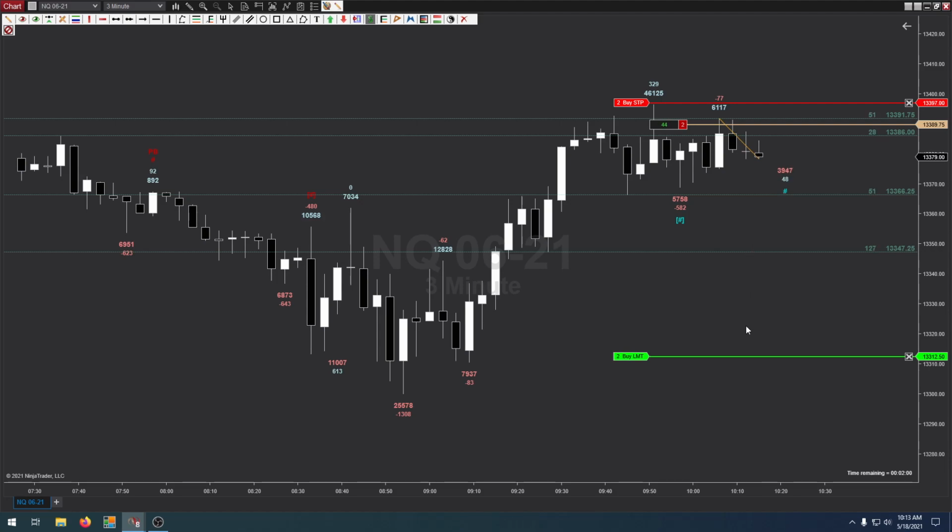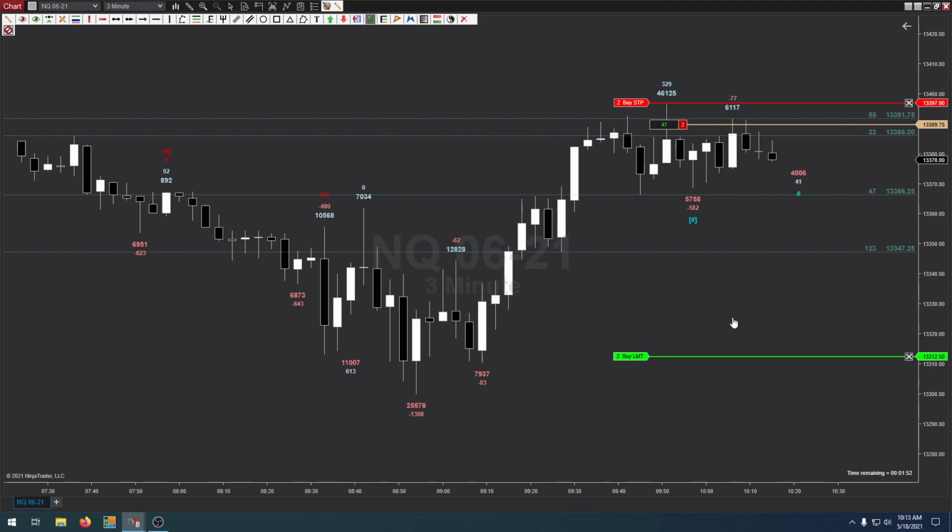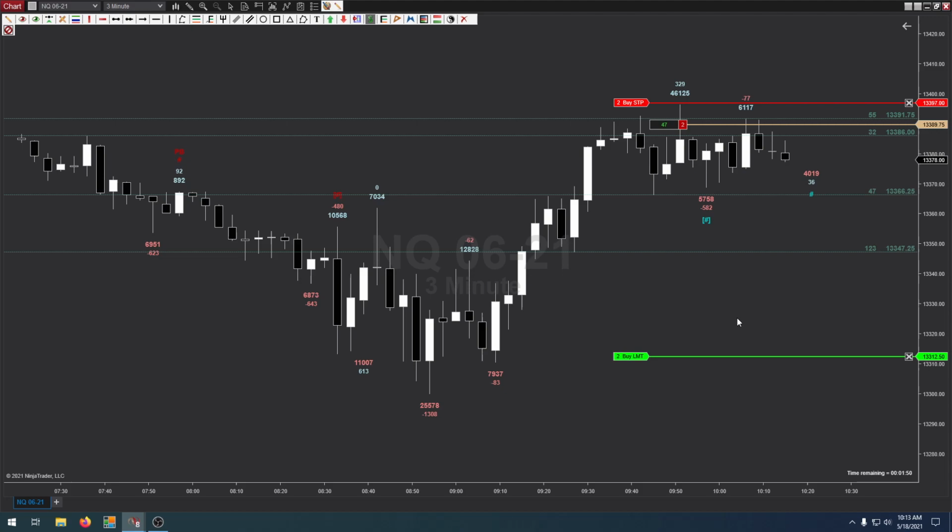We still have not confirmed a swing low on the 5 minute, which is what we need. Right here, come on. There we go. Confirm a swing low on the 3 minute. But we need to go after this low here, and this low here.